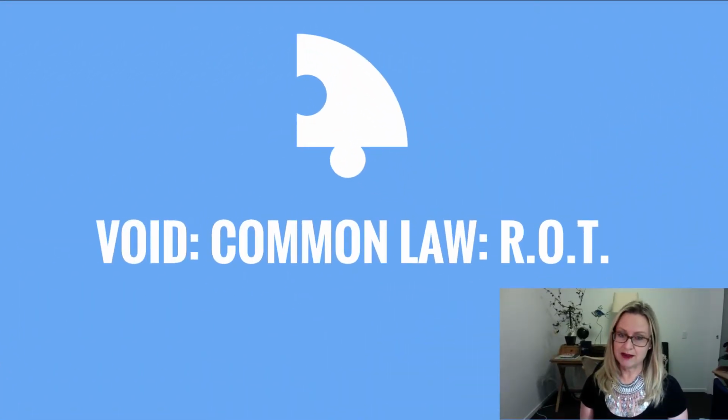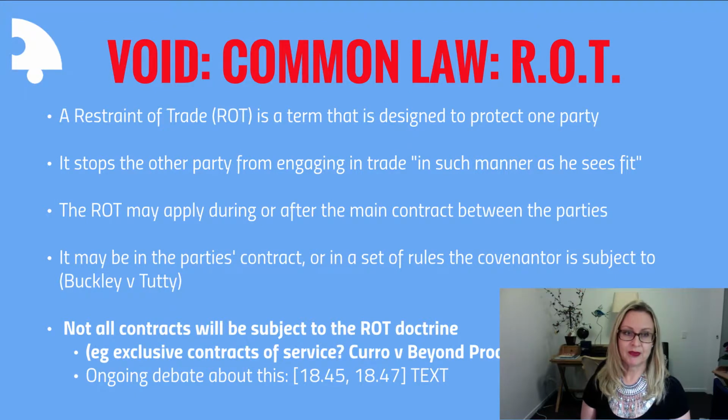So here we are, ROT. A restraint of trade is a term that is designed to protect one party. It stops the other party from engaging in trade in such manner as he sees fit. Generally speaking, everyone can engage in trade however they want, in whatever manner they see fit. A restraint puts some shackles over that ability to freely conduct trade.